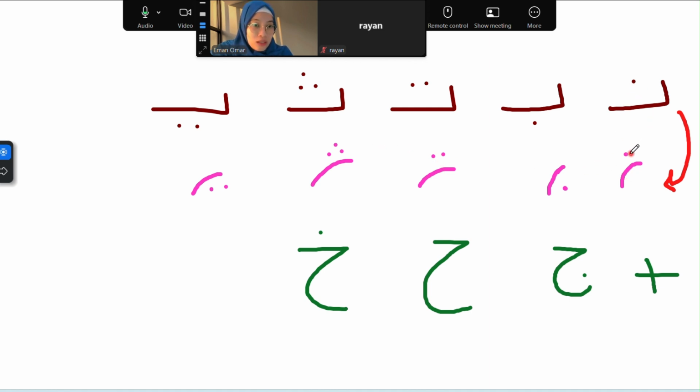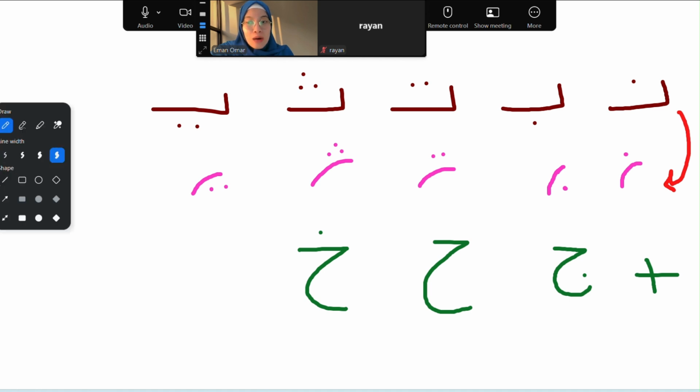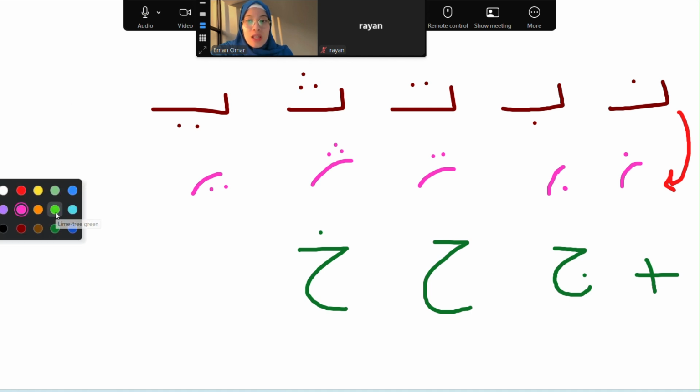Noon, the dot on the top. Ba, the dot on the bottom. Ta looks like a sad face, 2 dots on the top. Tha, 3 dots on the top. Ya, 2 dots on the bottom. That's a stalker, yes? So how exactly should the jim or ha or kha stick to this?